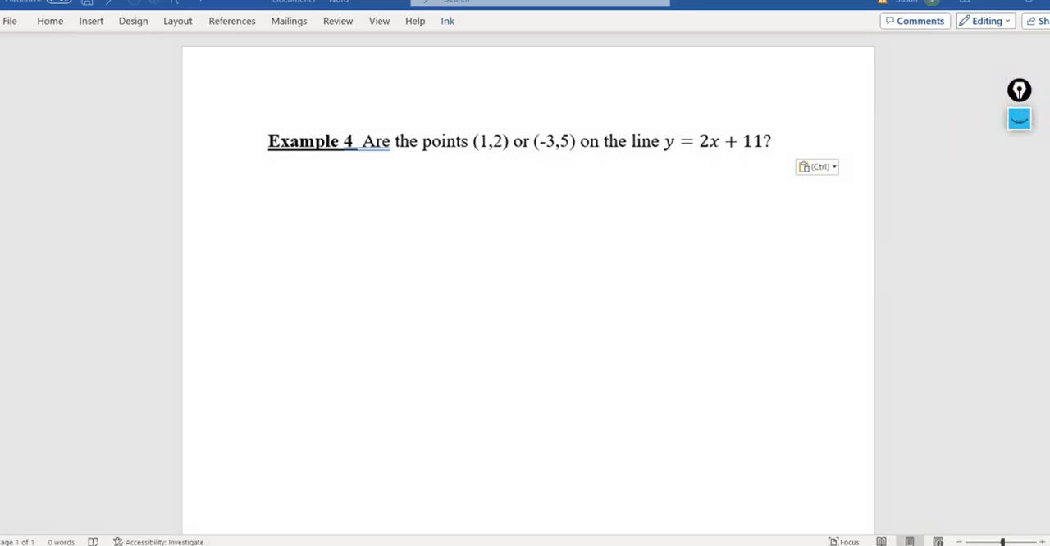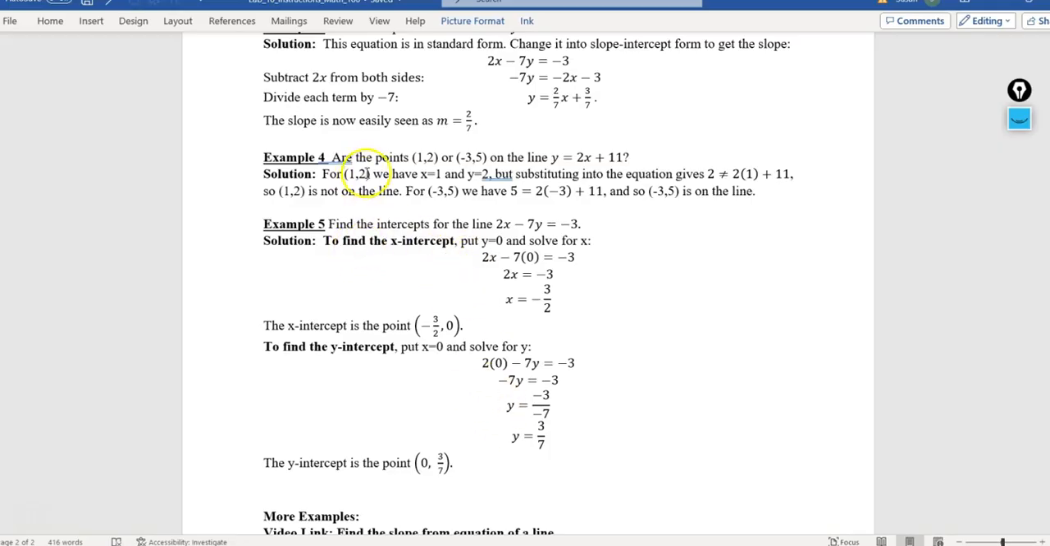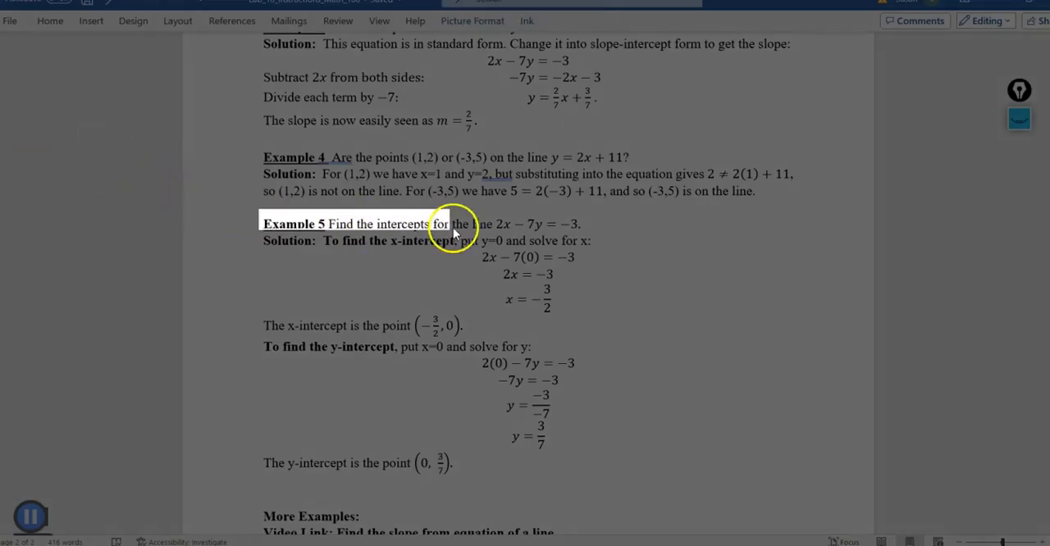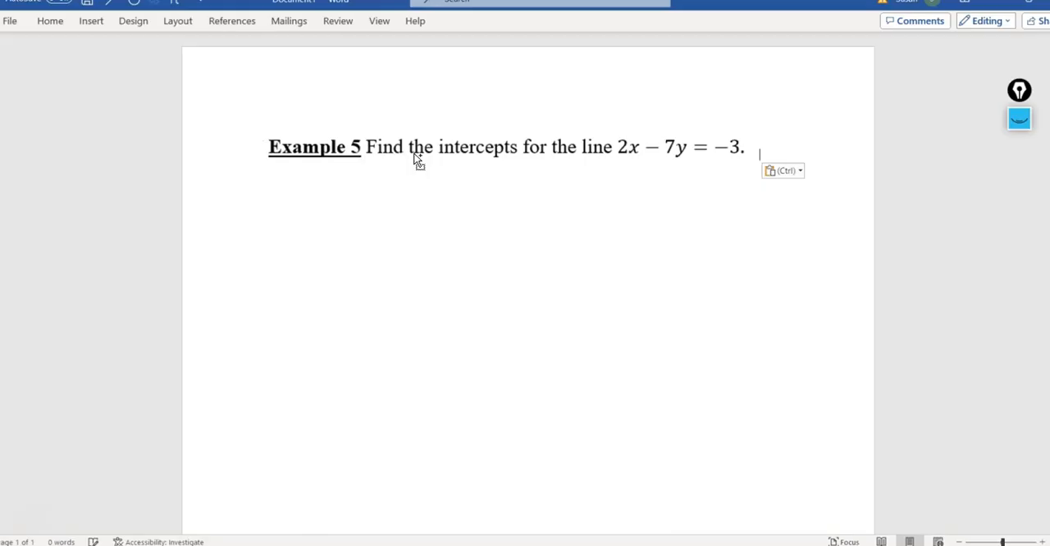All right, so let's go back to that example. Okay, so for 1, 2, we have x equals 1, y equals 2, but when you plug in, you don't get equality, so that's not on the line. But for -3, 5, when you plug it in, you get equality, and it is on the line. Now, suppose we've been asked to find the intercepts for that equation. All right, so we need to find the x-intercept and the y-intercept.